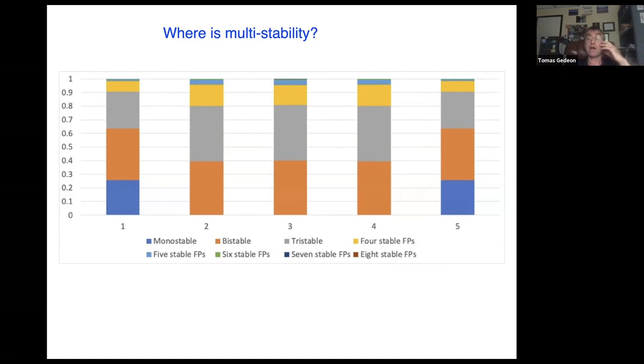What you see, there's up to 8 stable states, and they're all concentrated in the very middle of this domain, in the middle region. In the end region, things are much more monostable, but there could be a lot of intermediate states.